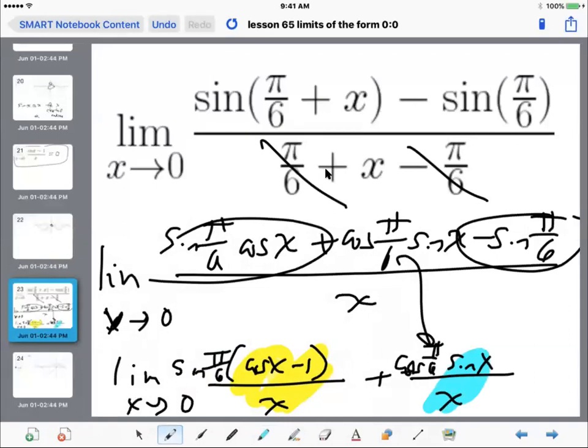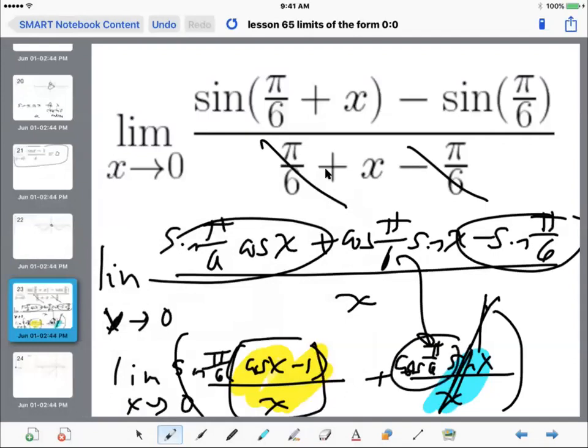Okay, and that's right. I'm going to put parentheses around the whole thing. Otherwise, I need to write a limit here also. So the sine x over x is basically 1. And the cosine x minus 1 over x is basically 0. So this goes away. And after this is all done, all we're left with is cosine pi over 6, which is radical 3 over 2.